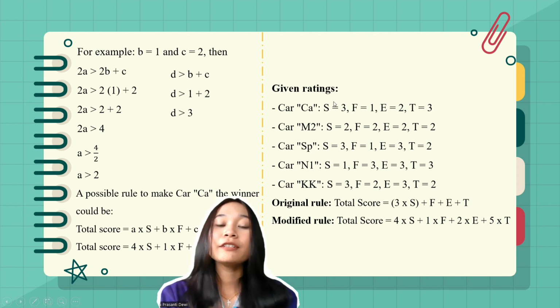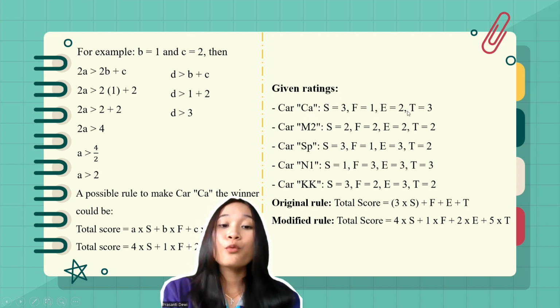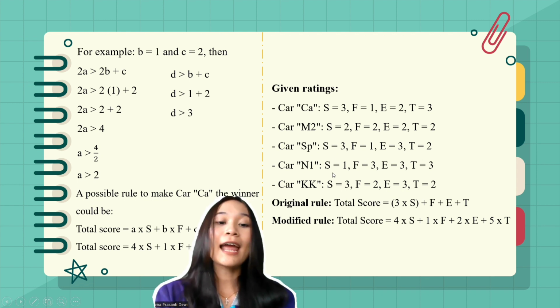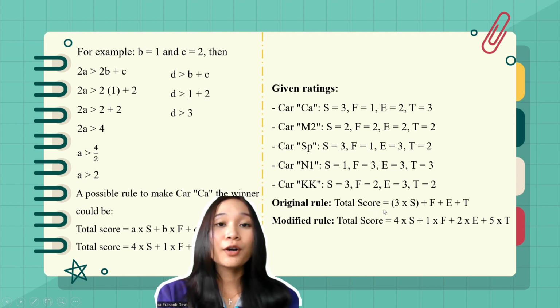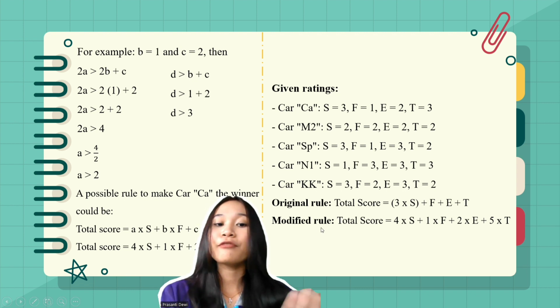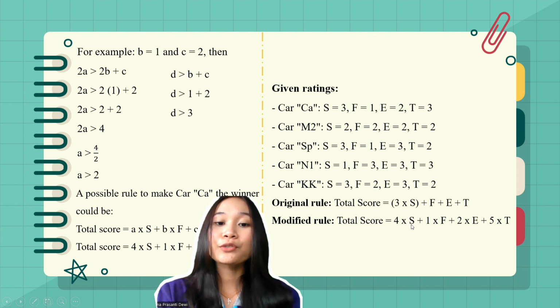So we know the given ratings: car CA 3, 1, 2, and 3; car M2 2, 2, 2, and 2; car SP 3, 1, 3, and 2; car N1 1, 3, 3, and 3; car KK 3, 2, 3, and 2. So we know the formula of the original rule is total score equals 3 times S plus F plus E plus D, and the formula of the modified rule is total score equals 4 times S plus 1 times F plus 2 times E plus 5 times D.